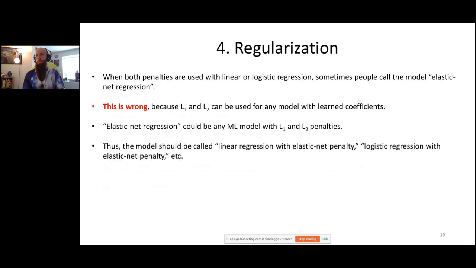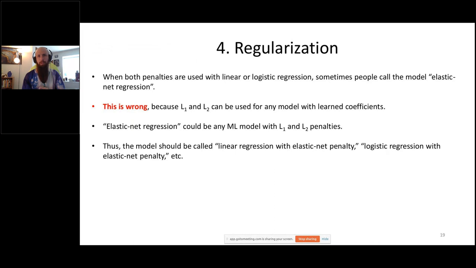One word of caution here for when you're reading papers and whatnot is that often people will use both penalties. They use the L1 and L2 penalties on top of linear or logistic regression. Those are really popular choices. And then they'll call the resulting model an elastic net regression. But that's wrong, because L1 and L2 penalties can be used for any model that has coefficient values. So they can be used for logistic regression, linear regression, neural networks, and a whole bunch of other types of machine learning models. So when someone says they used elastic net regression, they're not telling you what the base machine learning model is. All they're telling you is that they used L1 and L2 penalties.